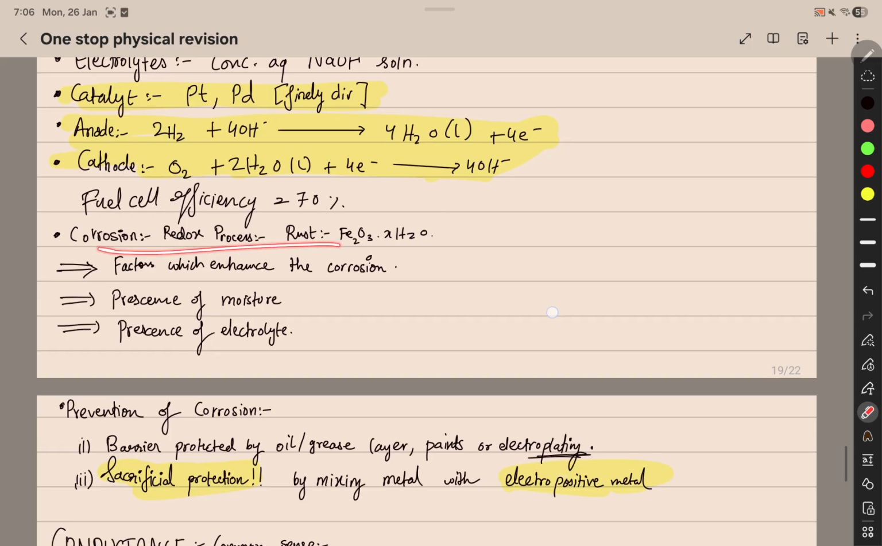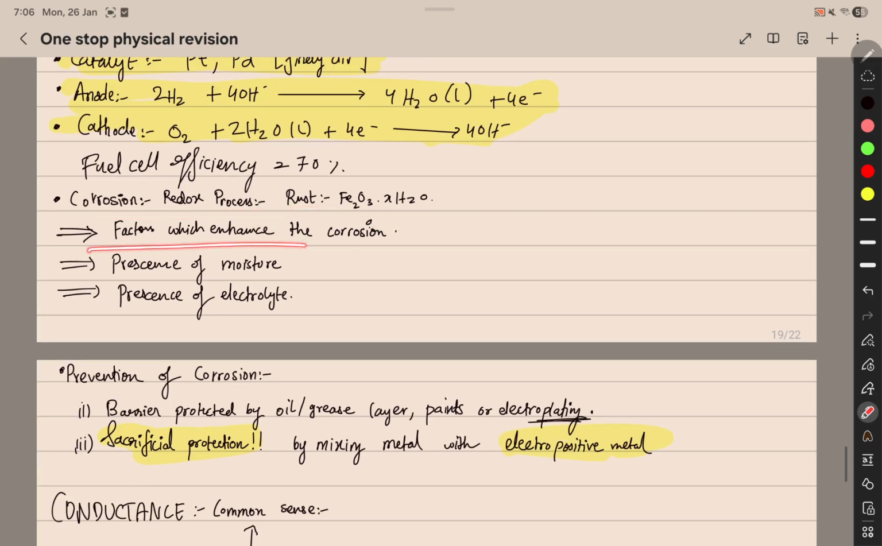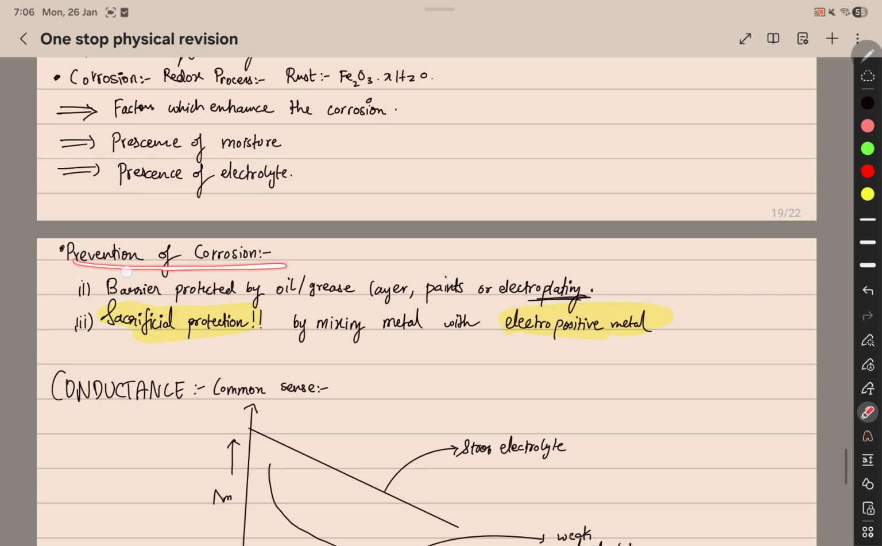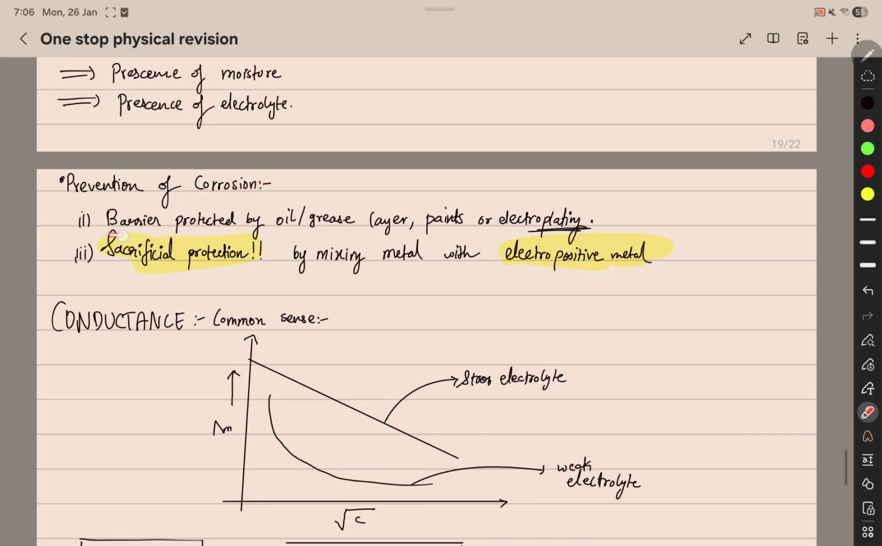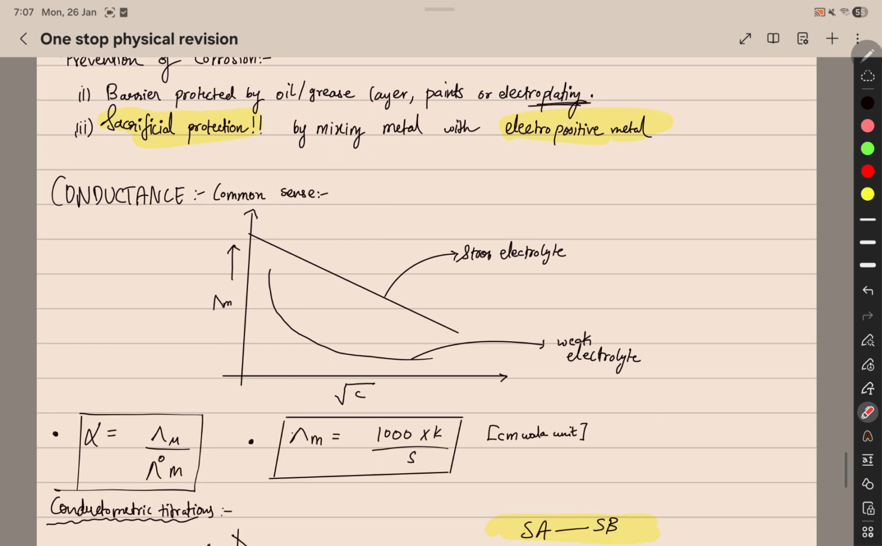Then you have corrosion. Factors which enhance corrosion are presence of moisture and presence of electrolyte. Prevention of corrosion: barrier protection by oil, grease, painting or electroplating. Anything works. Sacrificial protection is another way, which is mixing a metal with an electropositive metal. Obviously, these are common sense.